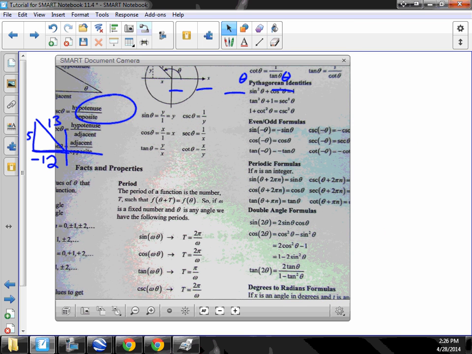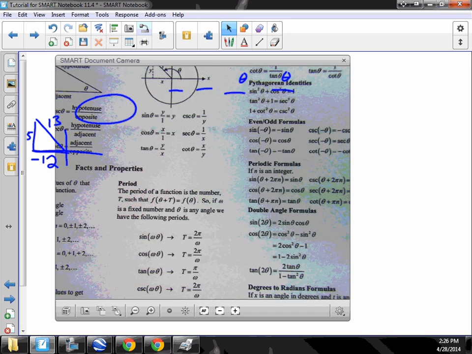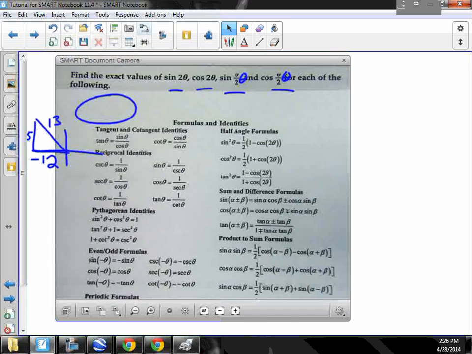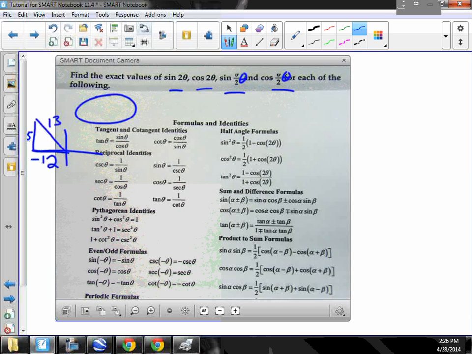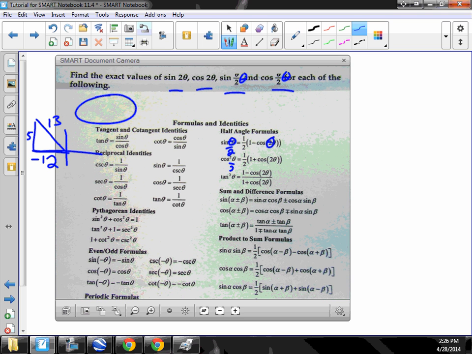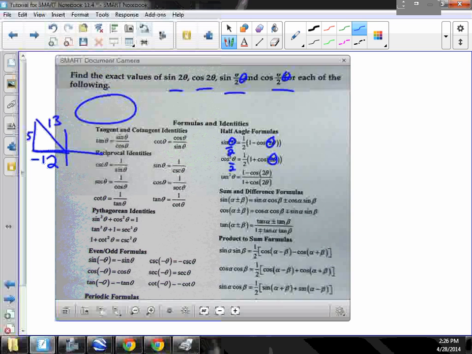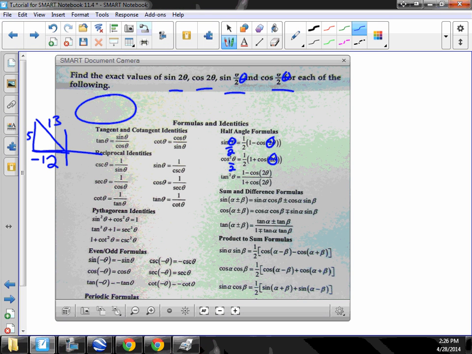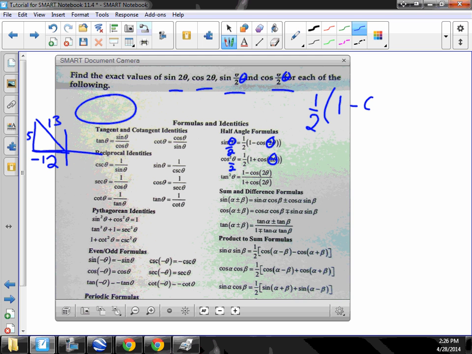Okay, now we need to find the sine of 2 theta, or sorry, theta over 2. And again, I don't like how these half-angle formulas are written. If it was my worksheet, I would write theta over 2 and then theta, and theta over 2 and theta. And then it fits the formula a lot better. So if I want to find the sine of theta over 2, then I just need to do 1/2 times 1 minus the cosine of theta.